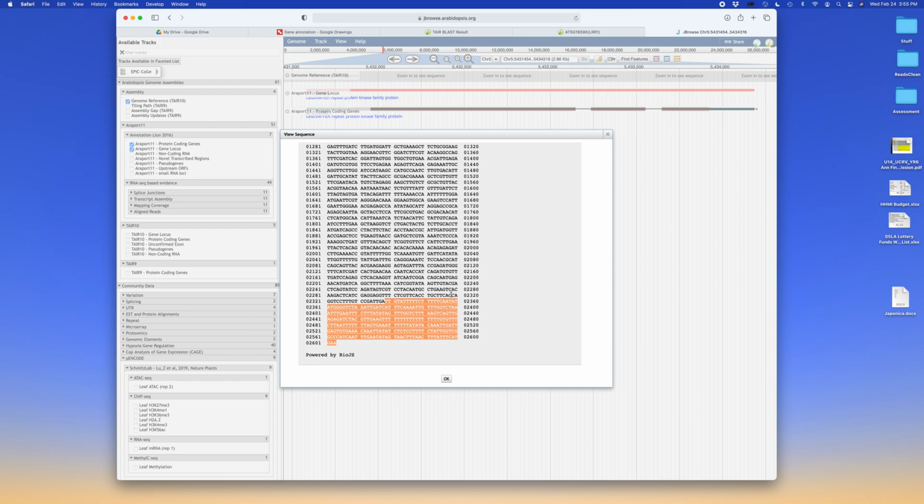And then the other UTR goes from 2339 to the end, which is 2603. Okay, so there are my UTRs.